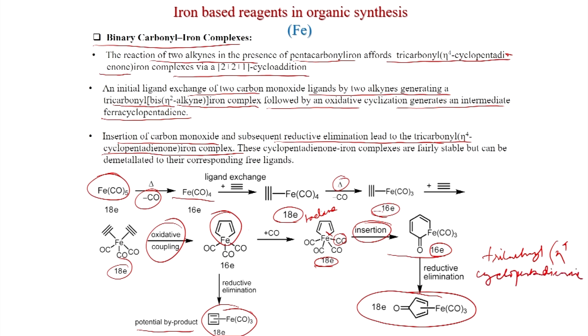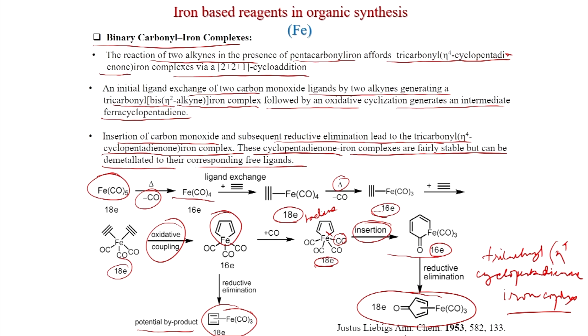cyclopentadienone iron complex. So, this is the product after reductive elimination, 18 electron, and also this is a byproduct, that is the cyclobutadiene tricarbonyl iron, and this is the major product, cyclopentadienone. These cyclopentadienone iron complexes are fairly stable, but can be demetallated to their corresponding free ligands. So, here also you can demetallate, that iron can be removed and you can get free cyclopentadienone. This was published in Justus Liebigs Annalen der Chemie, 1953.